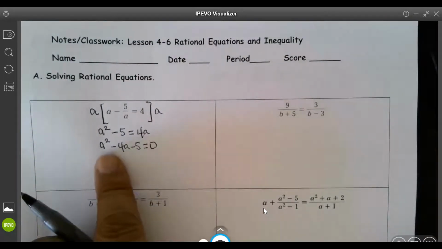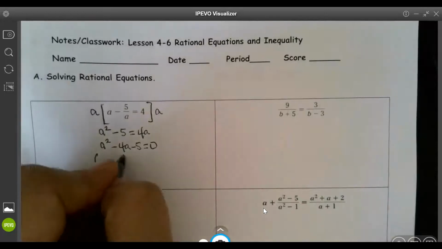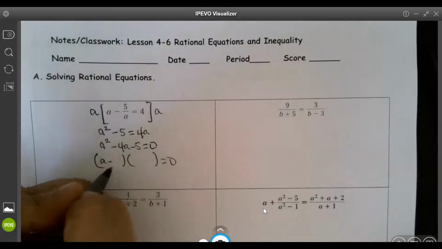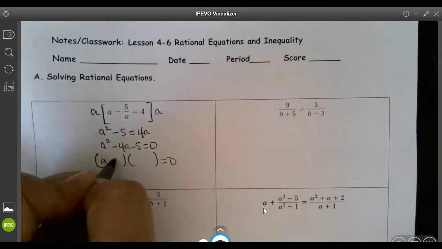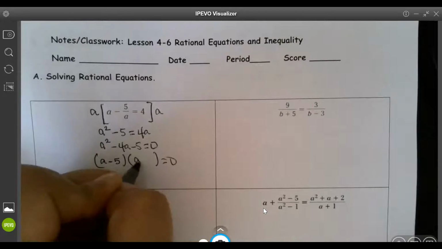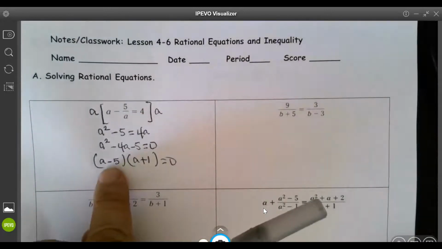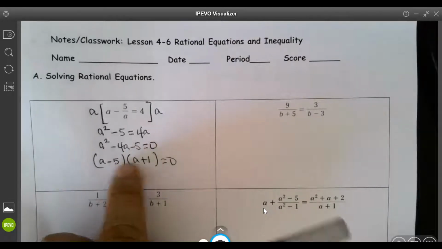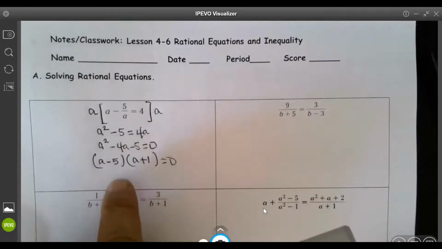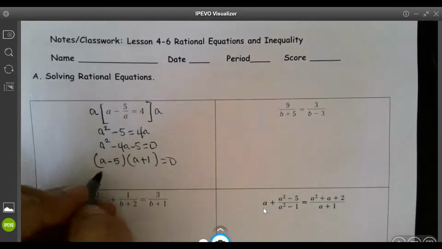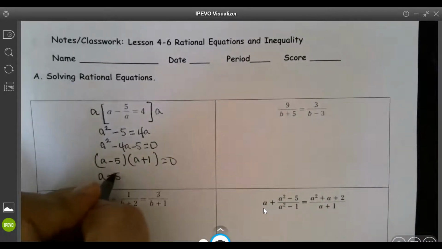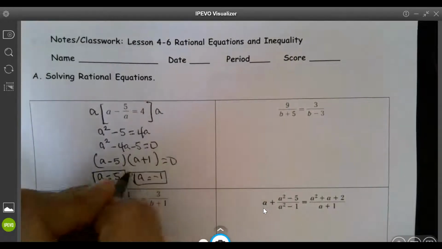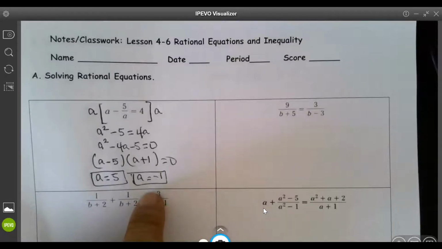And then you solve for A by factoring. This one is (A minus 5) and (A plus 1), because negative 5 times positive 1 is negative 5, and negative 5 plus 1 is negative 4A. Then solving, A is equal to 5, and here, A is equal to negative 1. So there are 2 values of A.